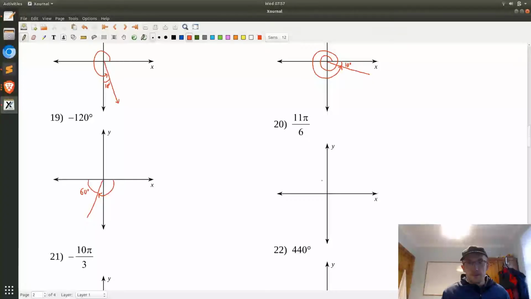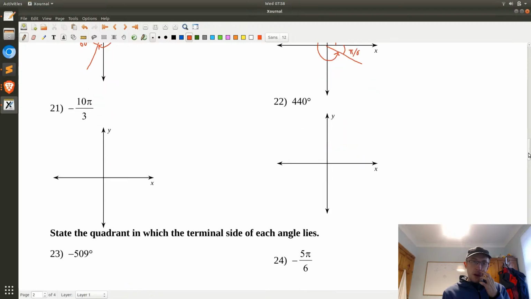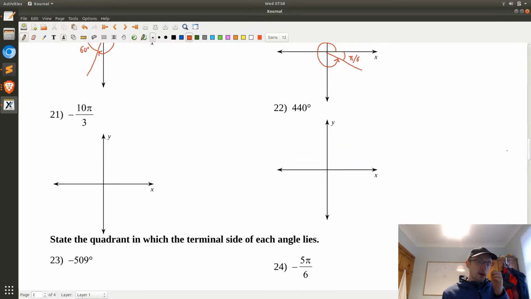There, like that. 11 pi over 6. Well, 12 pi over 6 represents 2 pi, which is a full turn. So, there. Negative 10 pi over 3. So, that's 3 1/3 pi going clockwise.